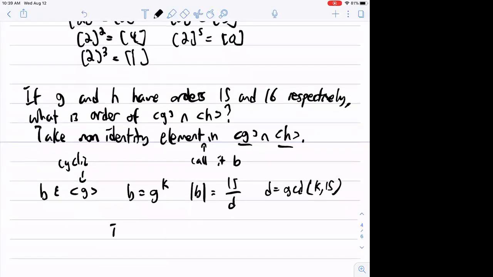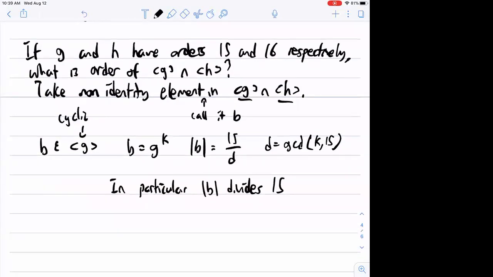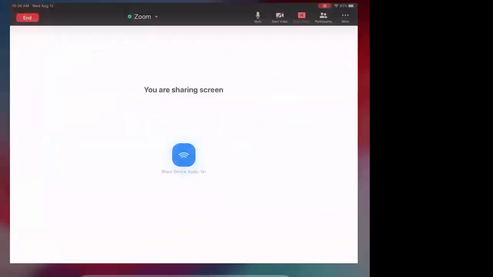In particular, the order of B divides 15. So what are the possible values of the order of B? 1, 3, 5, 15. Everyone follow so far?